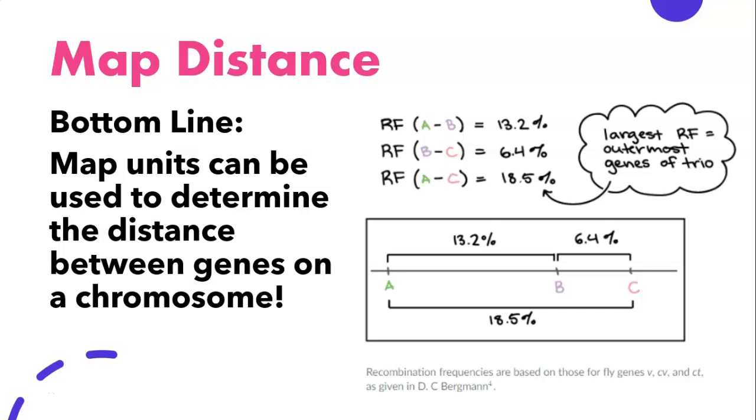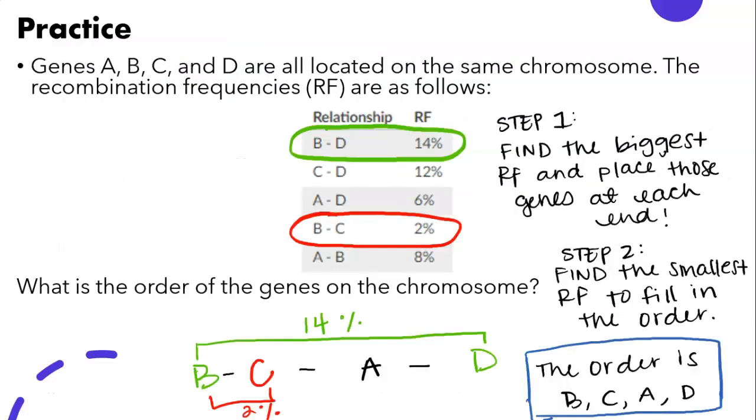And so let's do a practice problem together. What you see is genes A, B, C, and D are all located on the same chromosome. The recombination frequencies are as follows. B and D are 14%, C and D 12%, A and D 6%, B and C 2%, A and B 8%. Your job is to find the order of genes on the chromosome.